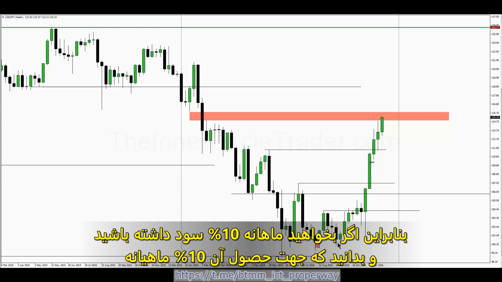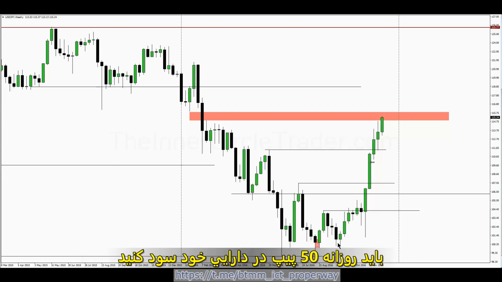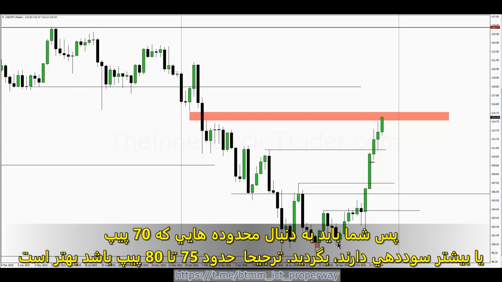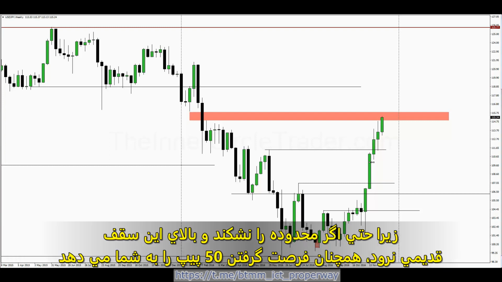And you figured out that to get 10% a month, you need to make 50 pips on whatever equity base you have. Okay, and you figure out what your stop loss has to be, and so on. It ends up you just want to hit that number, and 50 pips will get you there. So you want to look for ranges that have 50 pips or more, preferably about 75 to 80 pips, because even if it doesn't break the range and go above this old high, it still gives you the opportunity to get that 50 pips.